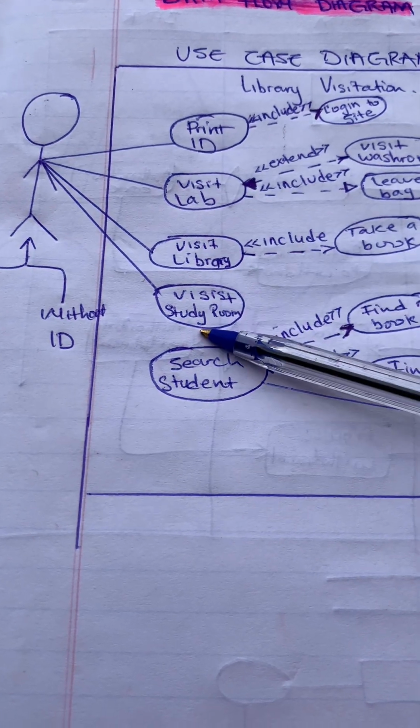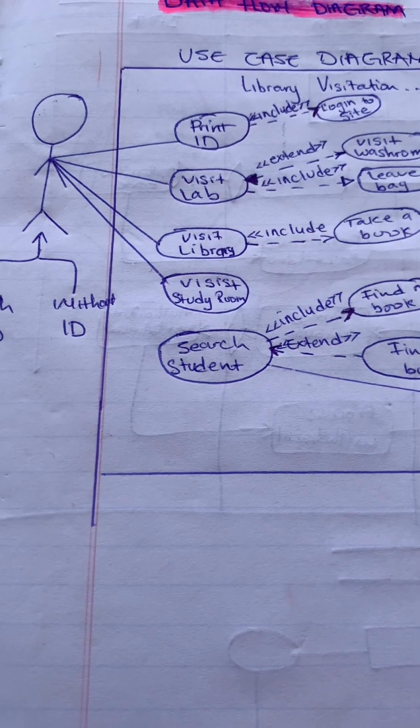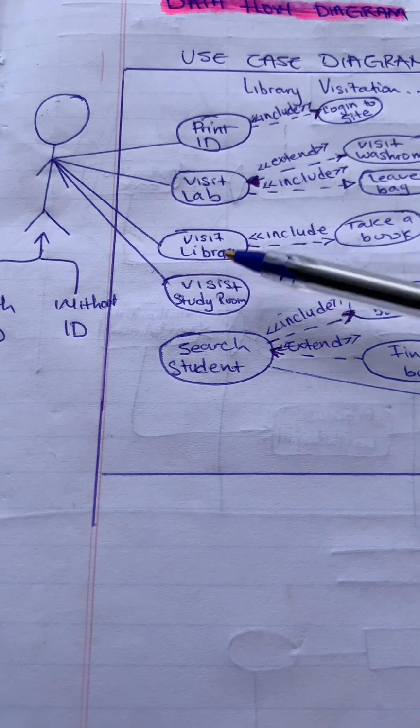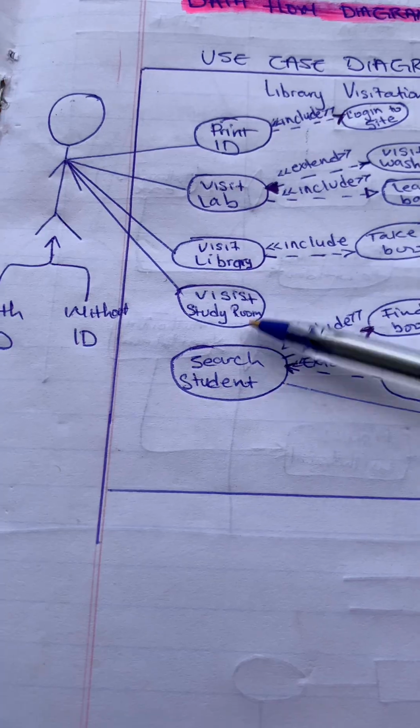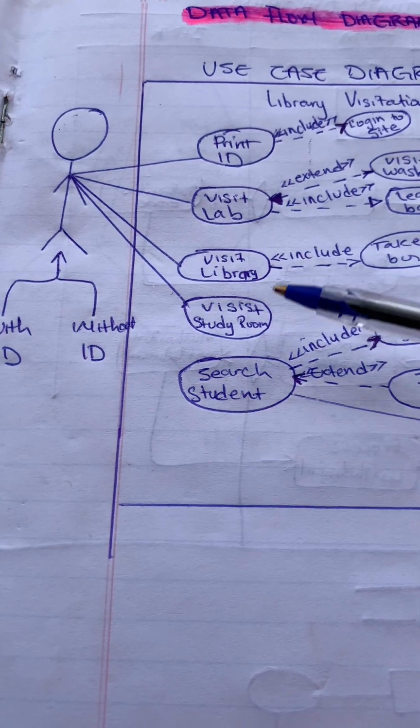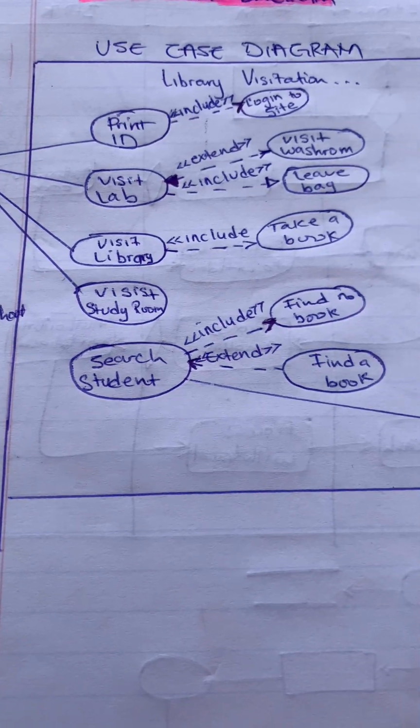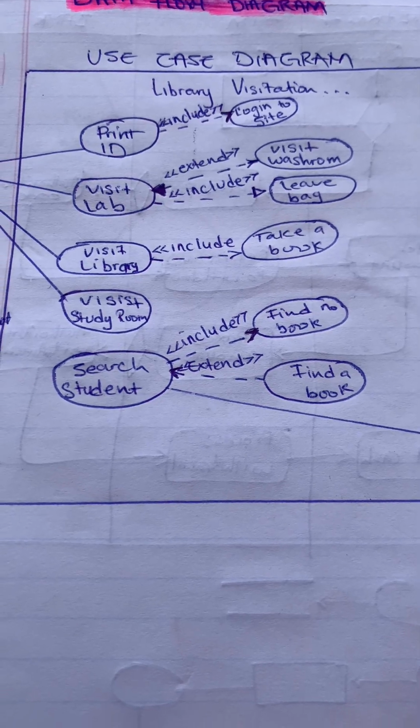This is what the system does. The system allows you to visit the library or visit the study room. So whichever one you choose, you visit. So let's come to the stereotypes or the relationships.